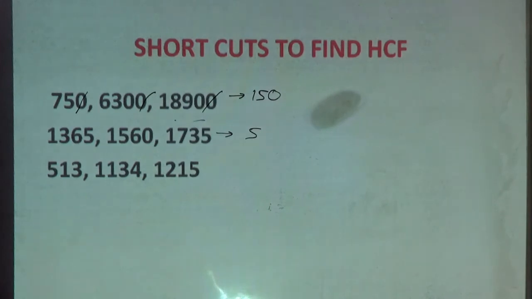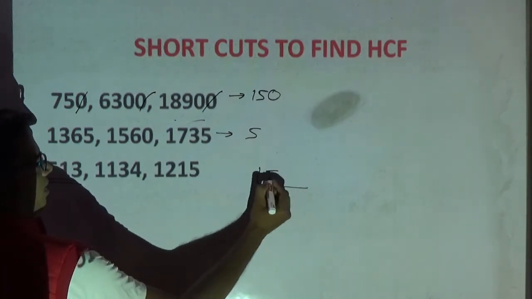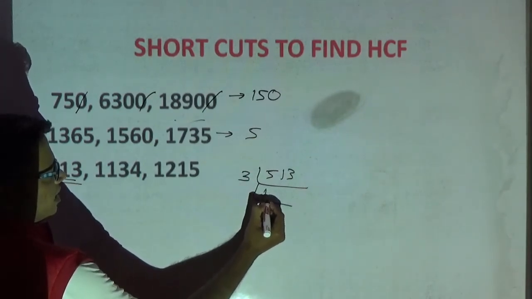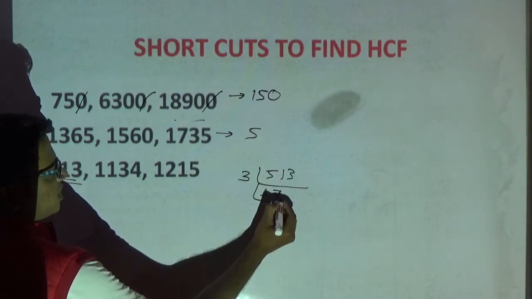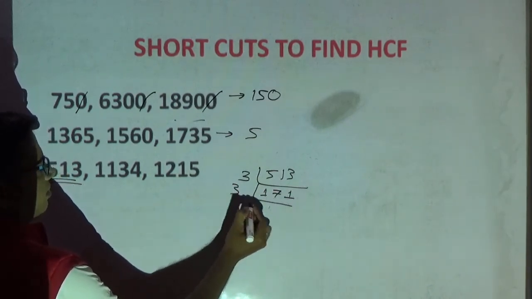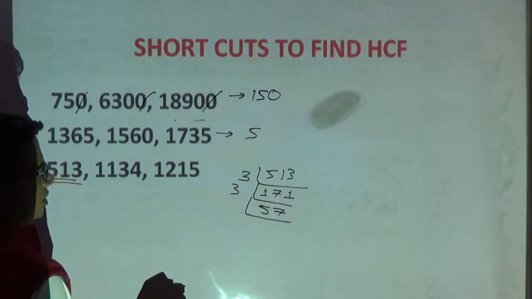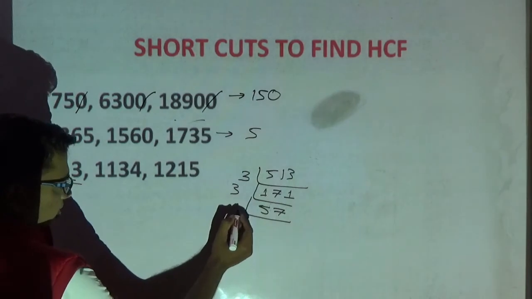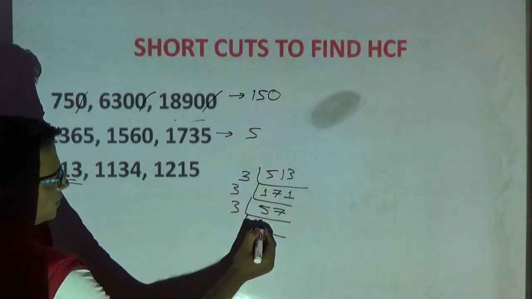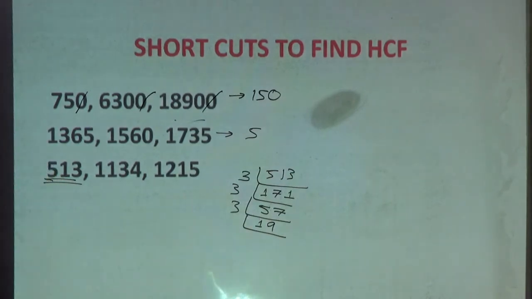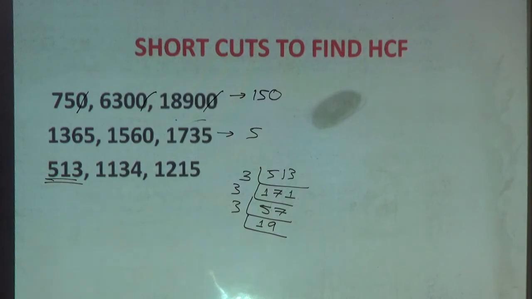Now, for the last problem. I need to find the HCF of these three numbers. The smallest number among all three is 513. 513. I will go for factorization. 3 ones is 3, 2 left. 3 sevens are 21 and 3 ones is 3. Again 3. 3 fives are 15, 2 left. 3 sevens are 21. Okay. Now, again from 3 only I can do. 3 ones is 3, 2 left. 3 nines. Now let me check by which number I can divide this given number.